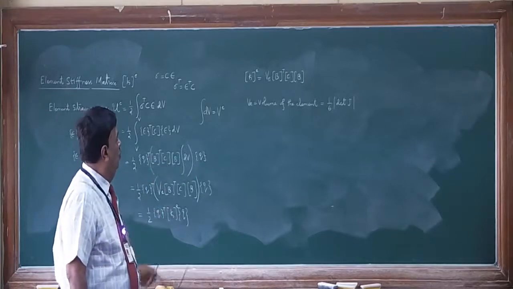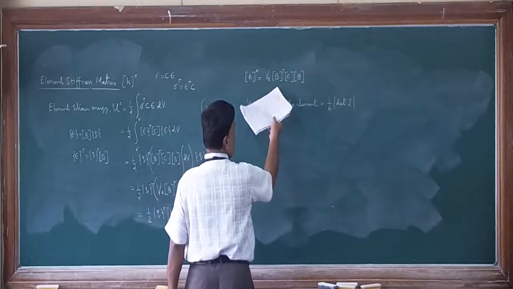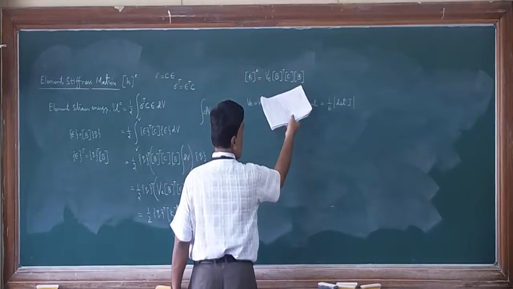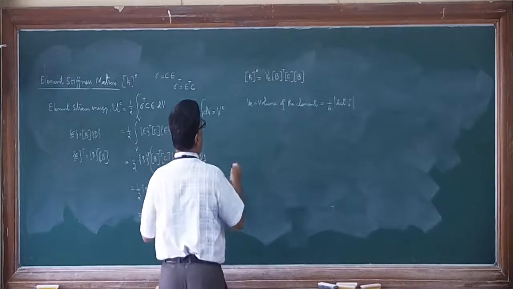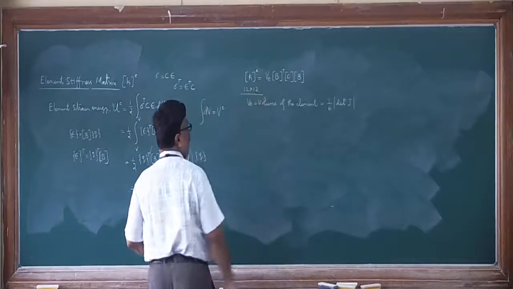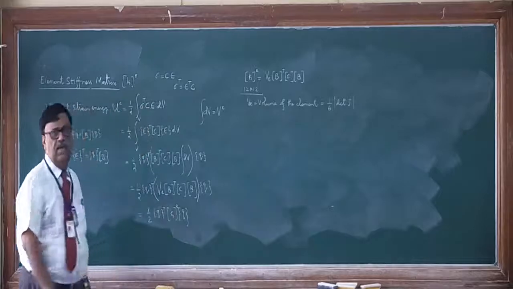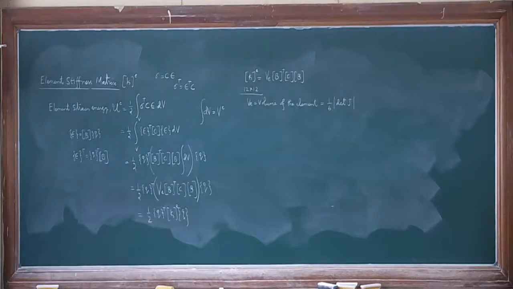Look here, it was 6 by 12, therefore it is going to be 12 by 6, 6 by 6, then 6 by 12. Since there are totally 12 degrees of freedom associated with all the 4 nodes, the size of the element stiffness matrix is going to be 12 by 12. So this is about the element stiffness matrix.